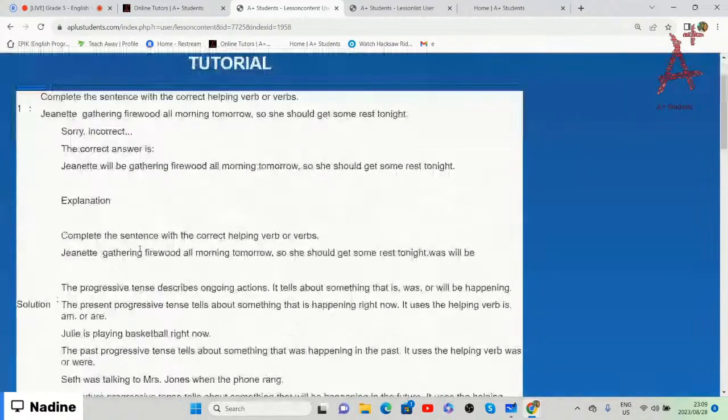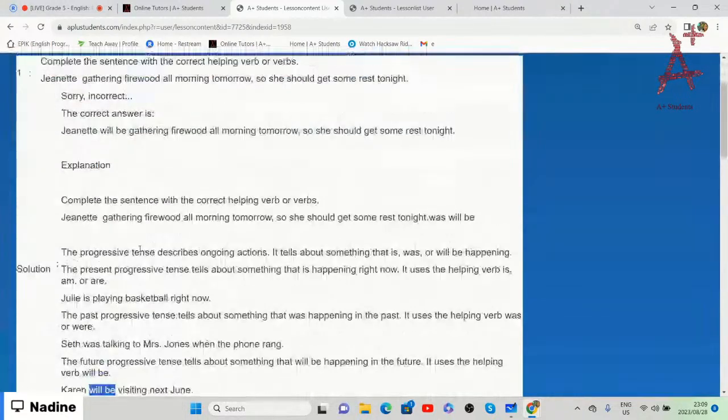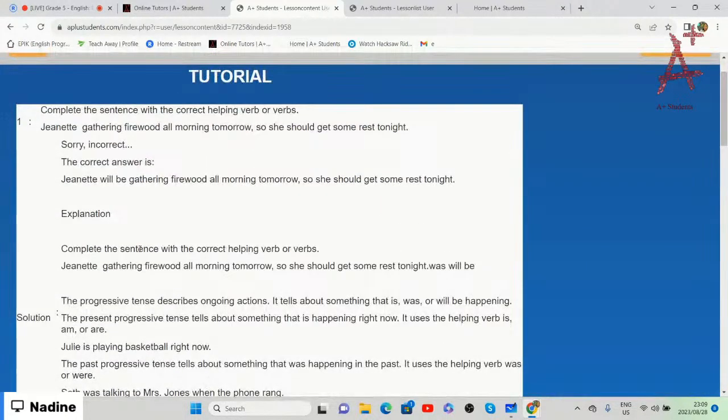If we now look at our first activity, it says Jeanette, and there is a word missing. We either need to put it in the present progressive tense, past progressive tense, or the future progressive tense. So we need to use the helping verb, because it says complete the sentence with the correct helping verb or the correct verbs.